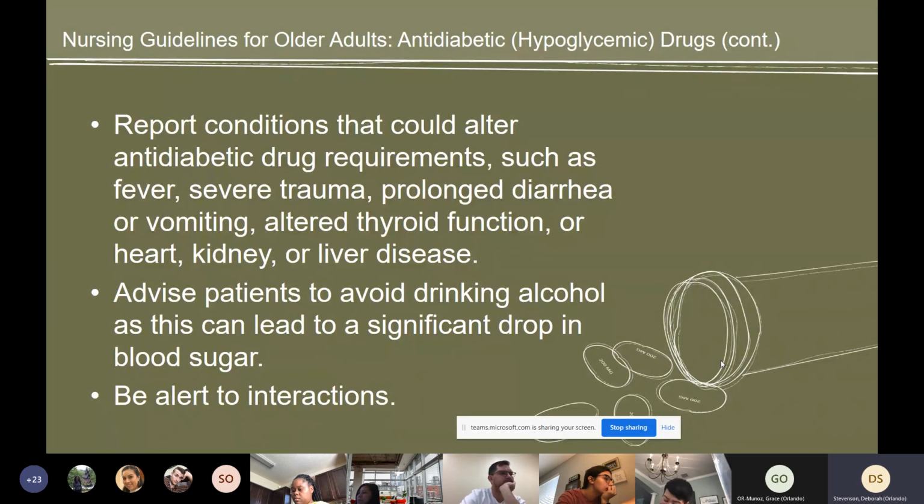Drinking alcohol, we tell all of our patients basically don't drink alcohol, but particularly with these patients, because alcohol can cause a really deep drop in the blood sugar in the bloodstream. So we don't want that to happen to the patient. They'll become so hypoglycemic that they could go into a coma and die.